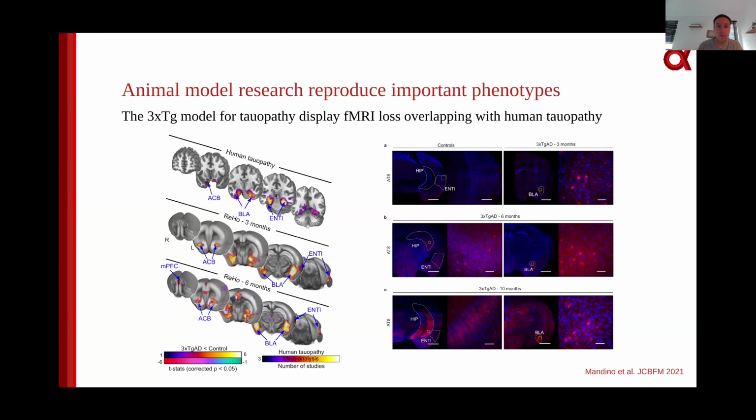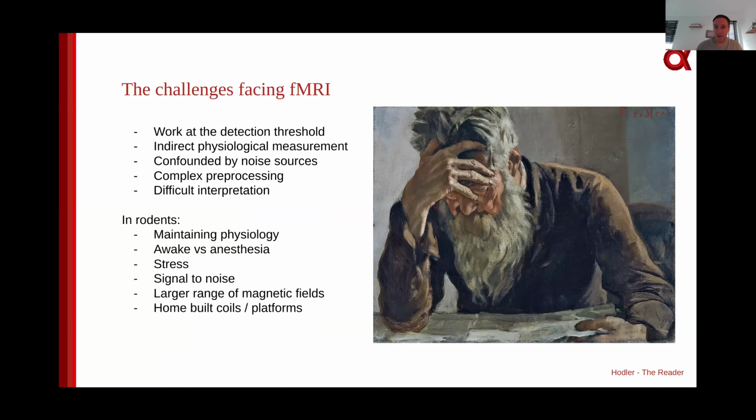But for everyone who knows, and those who don't know as well, fMRI is challenging. Because MRI is fundamentally insensitive, we always work at the detection thresholds. It's an indirect physiological measurement of what we're interested in. It's confounded by noise sources. It has a complex pre-processing and difficult interpretation. Trying to do it in rodents is even harder.